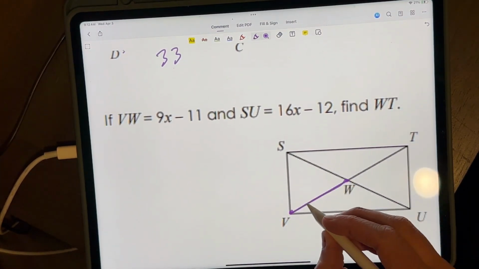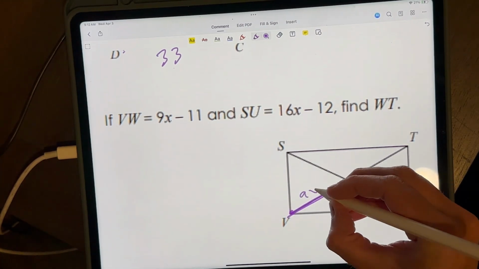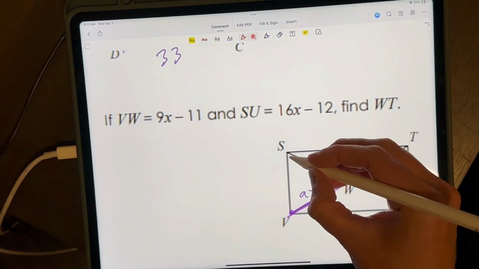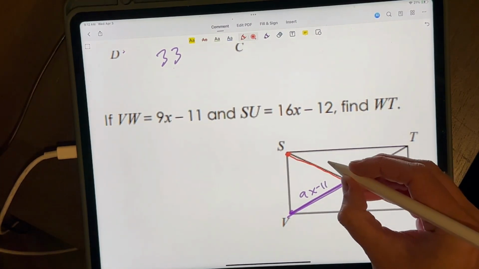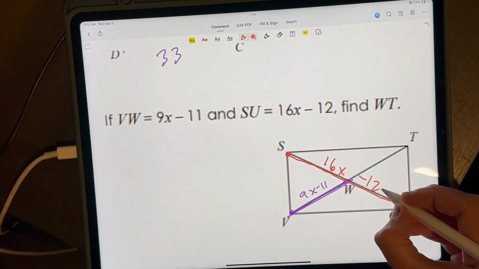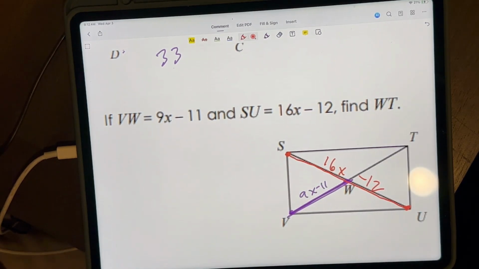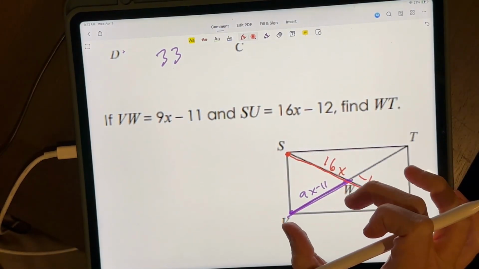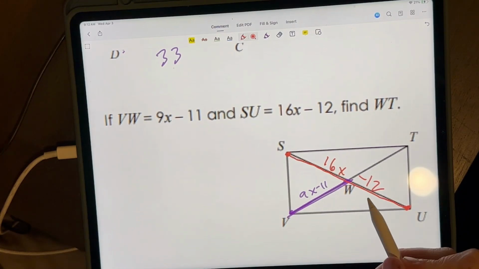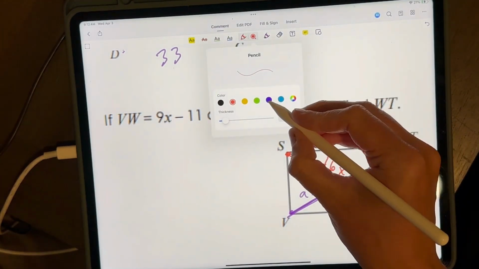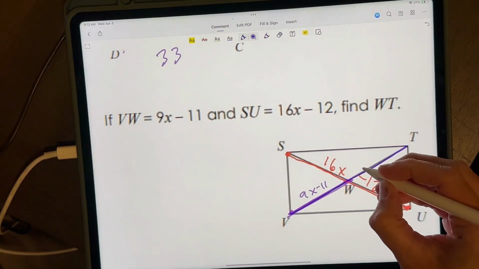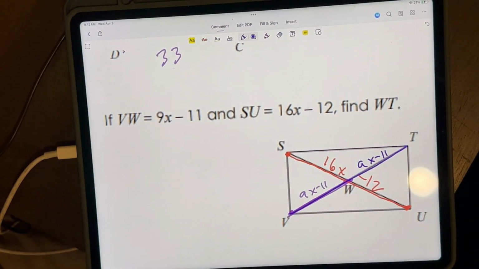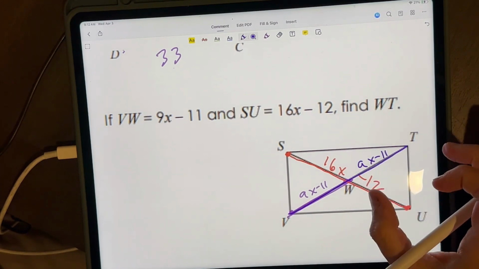It says if V to W is 9x minus 11, and S to U is 16x minus 12. Are those the same length? Yes or no? I need you to ask that first. Are they the same length? No. So there's two options. You know that this is half the length of the red line. So if it's half the length of the red line, you can either split the red line in half, or you can extend this line and just double it. It's 9x minus 11. That's your choice, but you have to make sure that they're equal measurements.